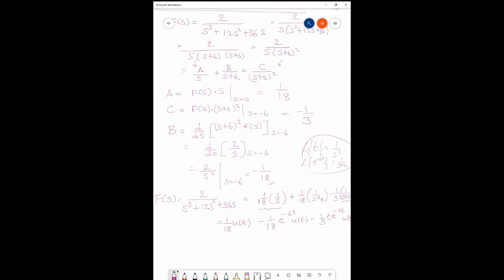So that will be on repeated poles, and next time we are going to see properties of the Laplace transform.